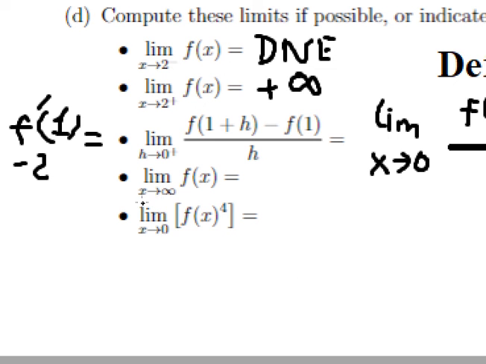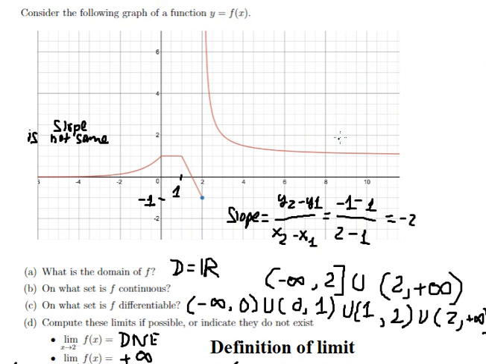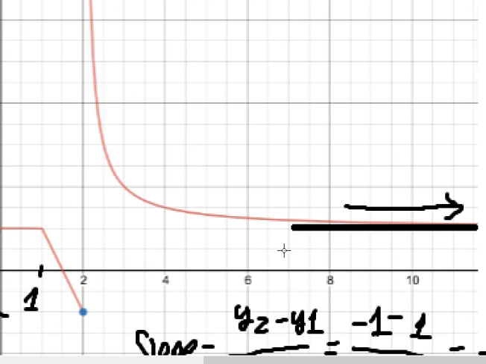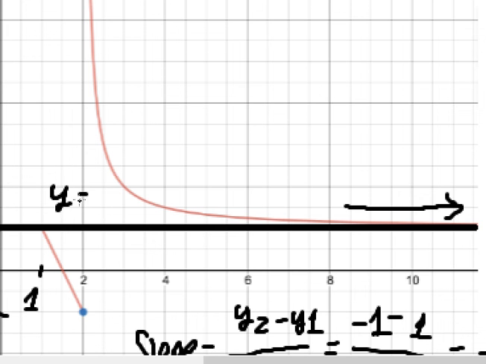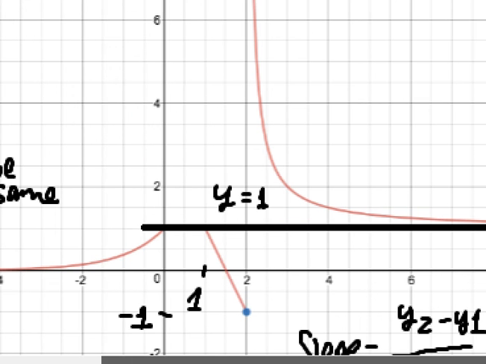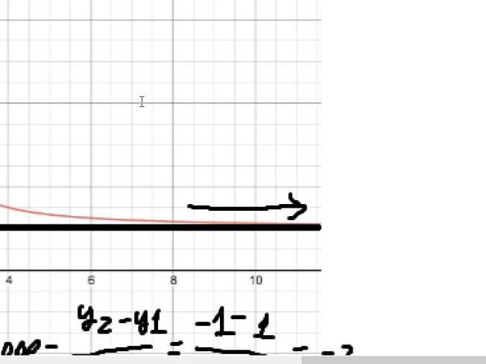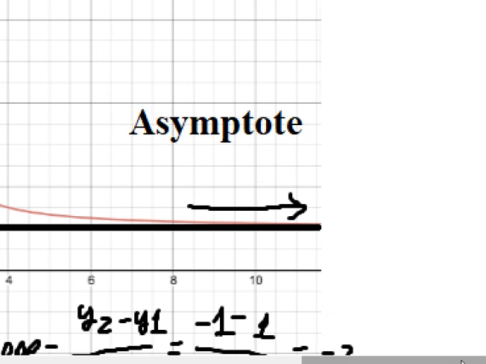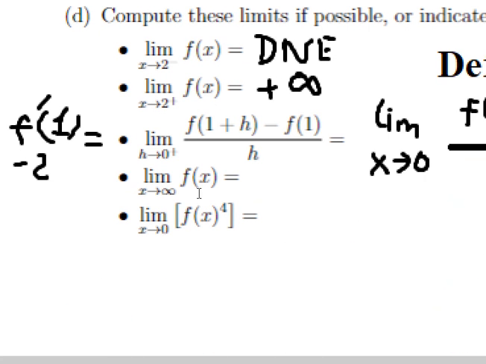The next one, x goes to positive infinity of the function. So when they go to positive infinity, we can see that the curve gets closer and closer to this line here. And that is y equals number 1. So that means this line in here is the asymptote of this limit. So the value we need to write in here is number 1.